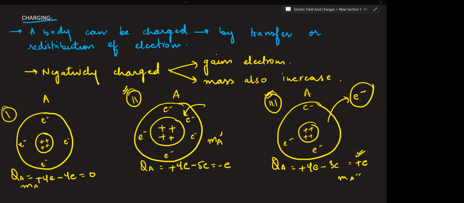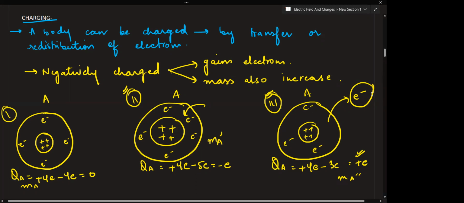So this was charging. The cause of charging we have seen: the cause of charging is the actual transfer of electrons from one material to another during rubbing. Protons are not transferred during rubbing; only electrons get transferred. Let me tell you the reason why protons are not transferred during this.